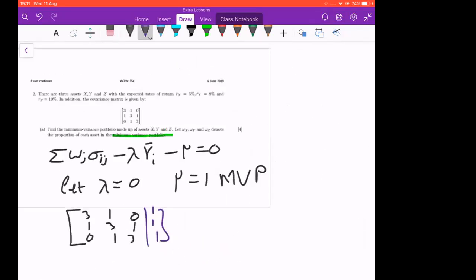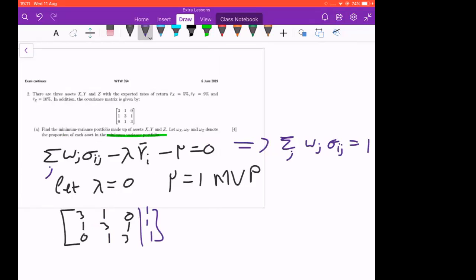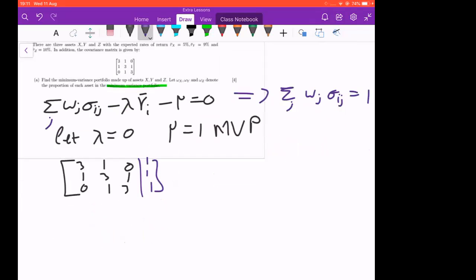I think I didn't really explain it last time. If you let this thing equal to this, you will have the sum over J of weight of J times sigma I, J equal to 1, right? When you let mu equal 1, hence you have those ones on that side. So you are going to reduce those.